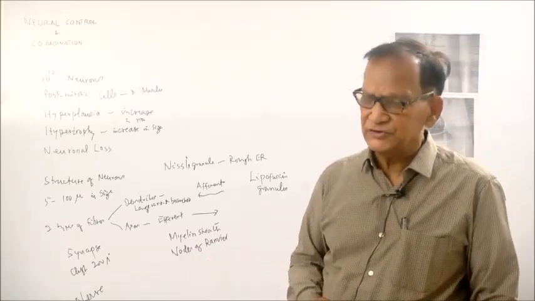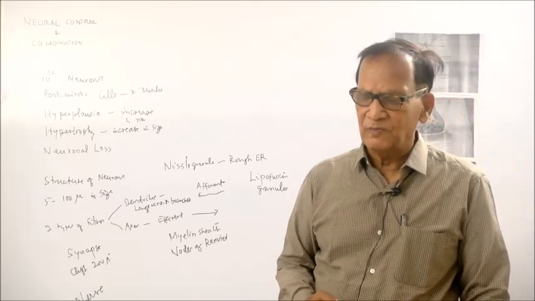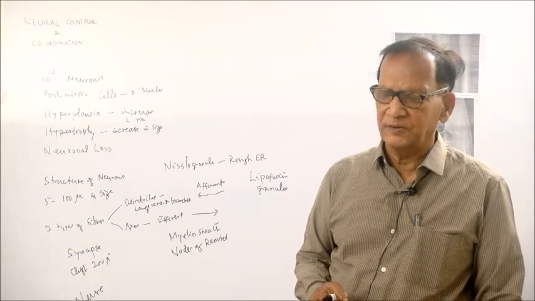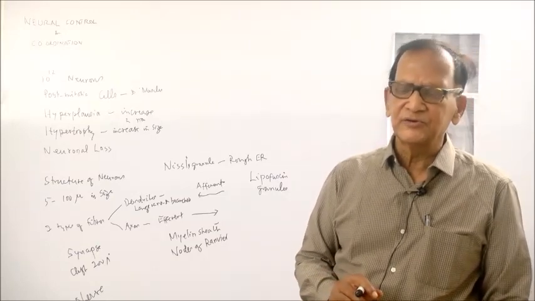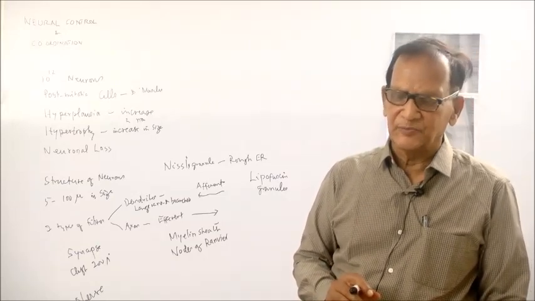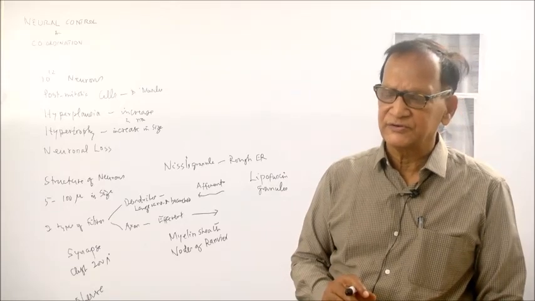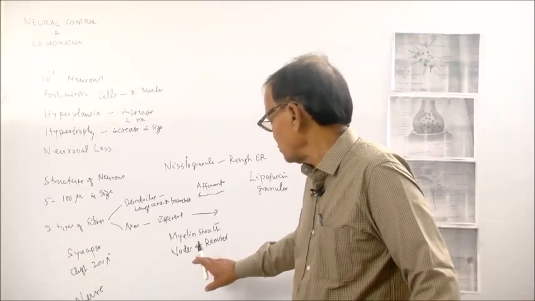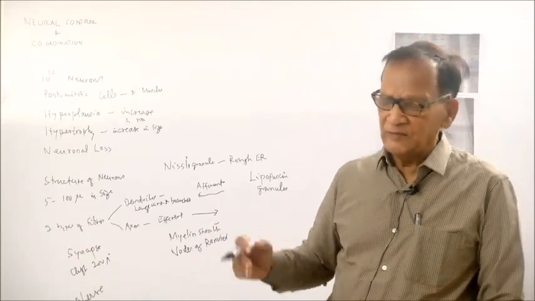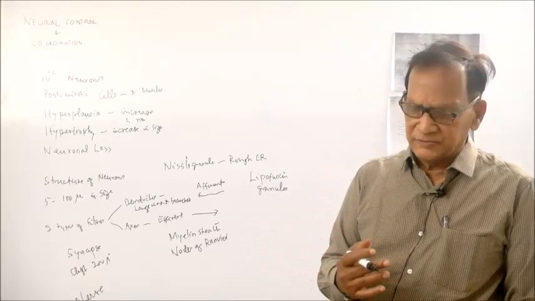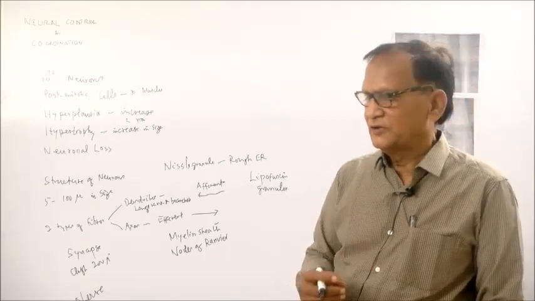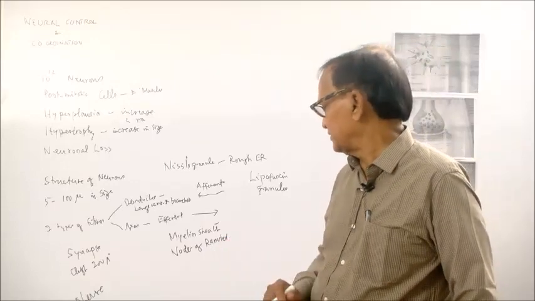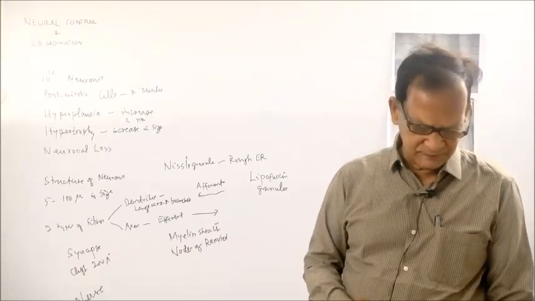So, the myelin sheath, in a way, functions like an insulating material. They prevent loss of electric charge, and not only that, the nodes of Ranvier help to transmit impulses much faster in comparison with the non-myelinated fibers.